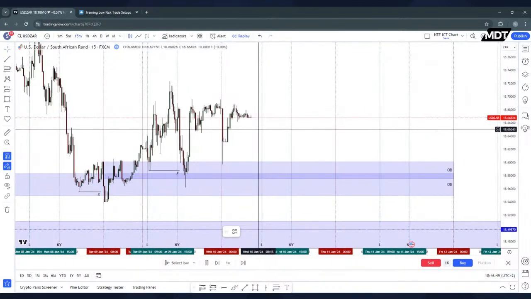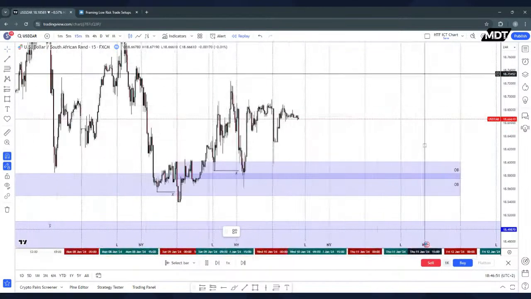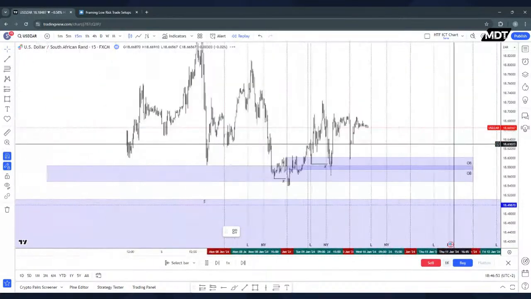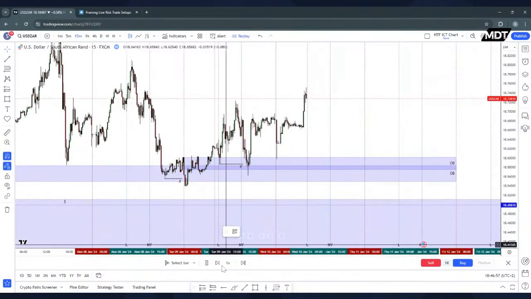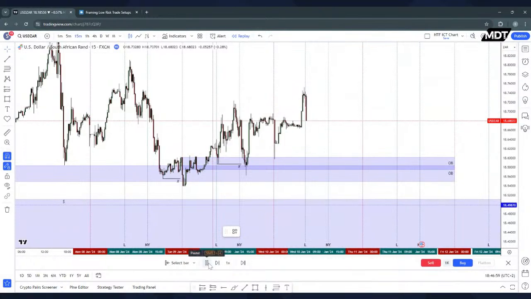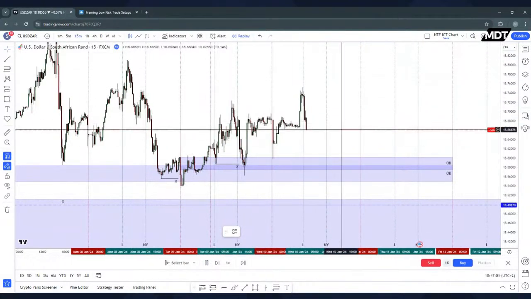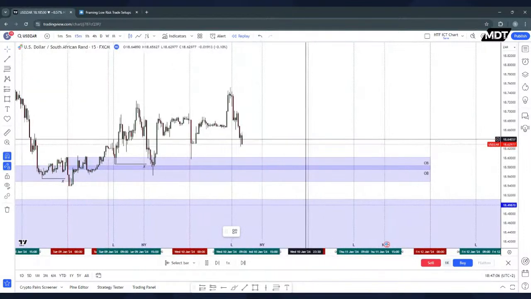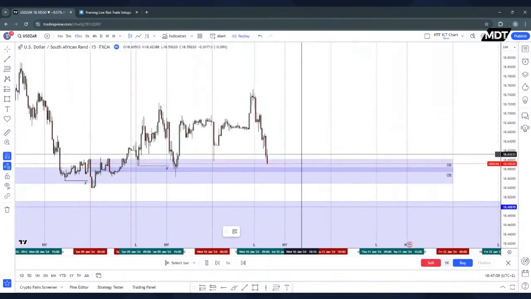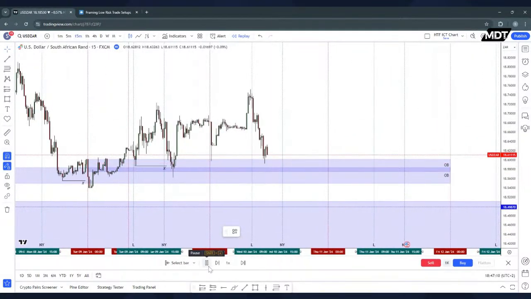Just as a side note, price is very corrective in this area. I think I only kind of know that because I did backtest this region last week. And so I know that this is a bit of a choppy phase of price, but I just want to backtest it regardless to see what would have come of it.